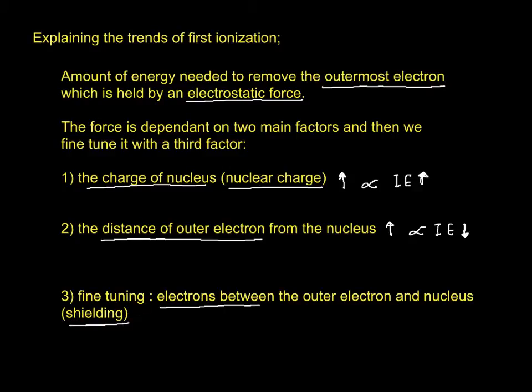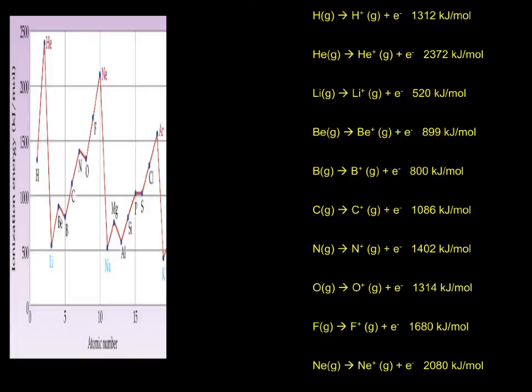So let's just look at it. Let's look at the first three periods of the periodic table. Now the data is always given to you, and then you need to justify it. Let's just look at hydrogen versus helium. Helium has the highest ionization energy among all the elements. So hydrogen is 1312 while helium is 2372.